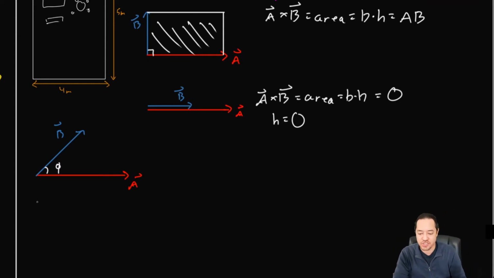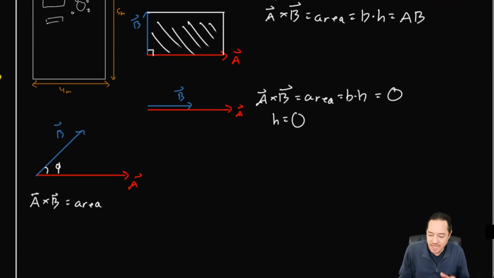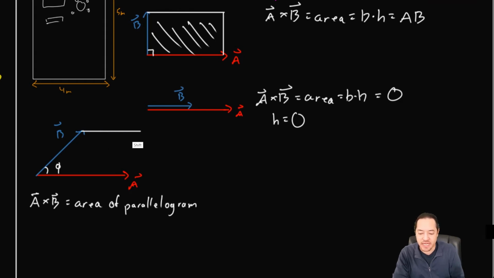Now let's do this operation again. If we say that A cross B is going to be the area that A and B create, well, what's that going to be? What's the area here? Like, what shape are we talking about? I mean, are we talking about this triangle? No, that doesn't quite make sense, right? Are we talking about, I don't know, something like this? That doesn't quite make sense either. Instead, what we're going to be talking about is the area of the parallelogram that is swept out by vectors A and B.